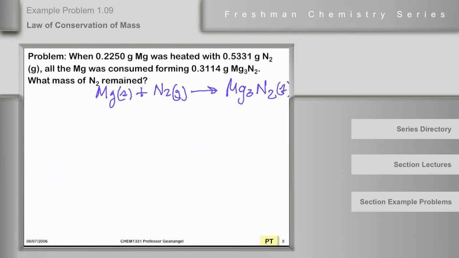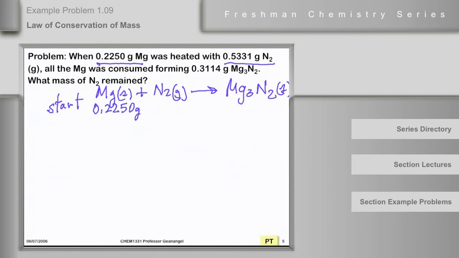What it says is that when we start, we have this much magnesium and this much dinitrogen. So let's put a start line here. Always a good idea to organize things as you think about chemical reactions. What did you have at the start? What did you have at the end? It'll make it easier to think about it.